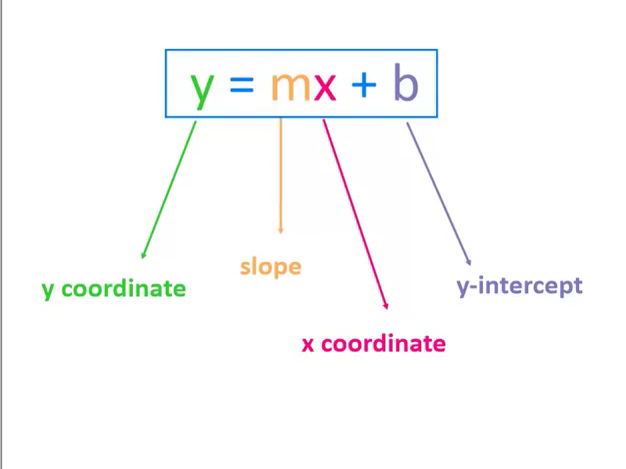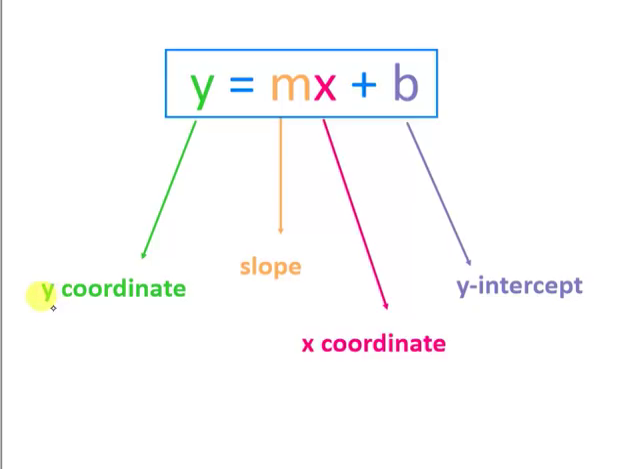So here we have the equation for slope-intercept form, and it's called y equals mx plus b. You're going to hear that repeated over and over again. It's just going to be a part of your everyday vocabulary from here on out.